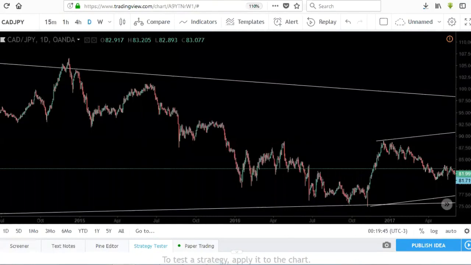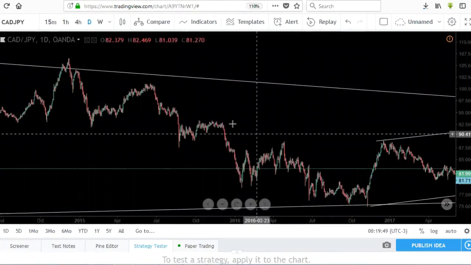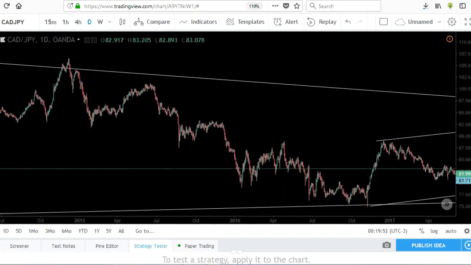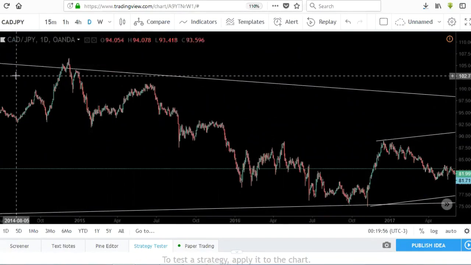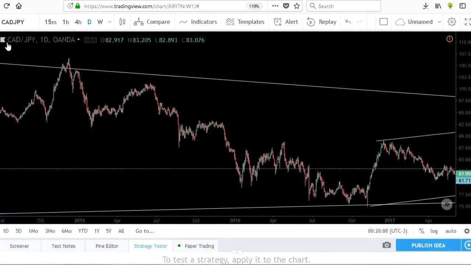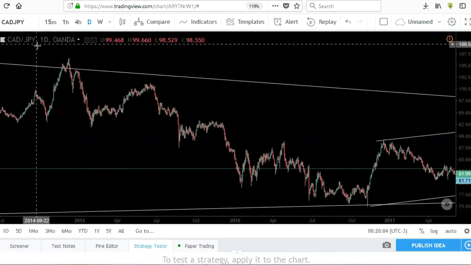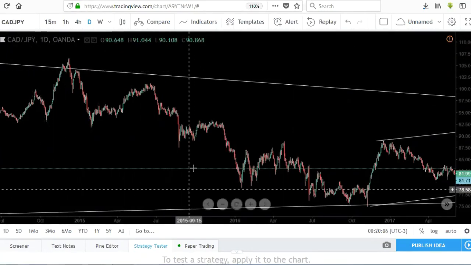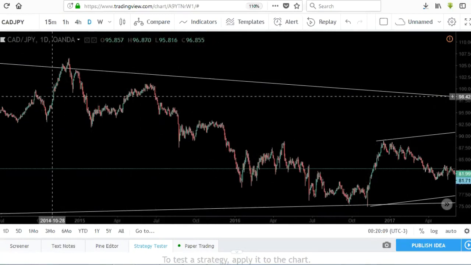Okay. Now let's look at the real-time market. The downtrend of creating lower lows and lower highs. Currently, we're looking at this pair, the CAD Japanese yen, on the 1 hour time frame, and the platform that we're utilizing is TradingView.